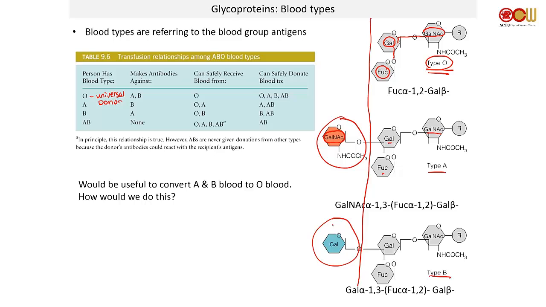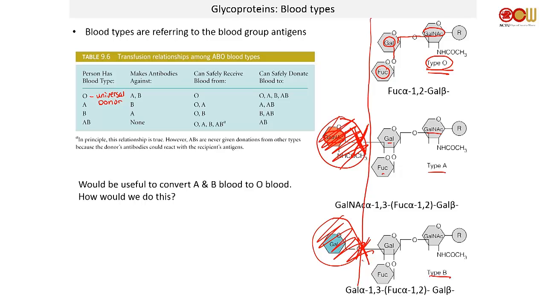Now, here's a question for you. It would be useful to convert A and B blood to O blood. Actually, there are companies that are already doing this. They can convert whatever blood they collect all into O blood, essentially. How will we do this? What do you think? Develop an enzyme. All you have to do is develop an enzyme that specifically cuts that bond. If you can chop off this bond very efficiently and remove the terminal sugar, then regardless of A blood or B blood, it's all just going to be O blood.